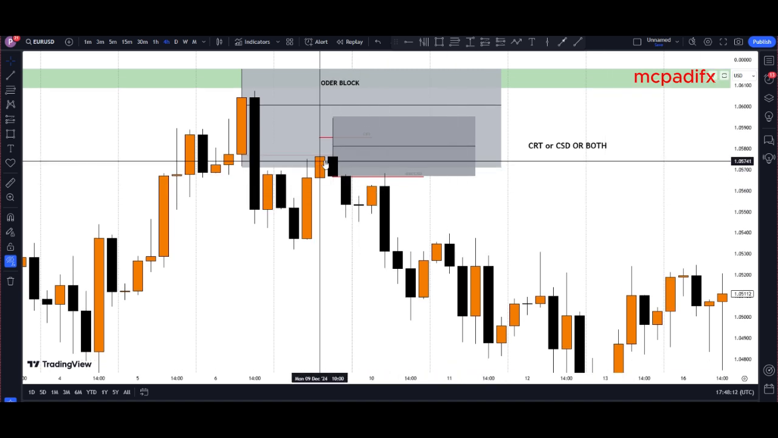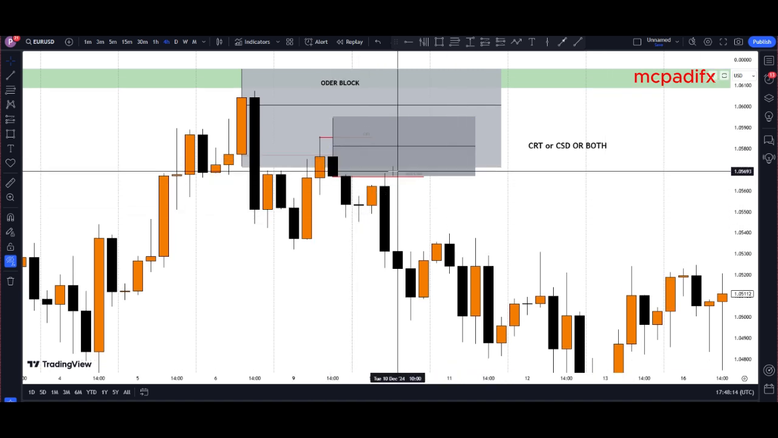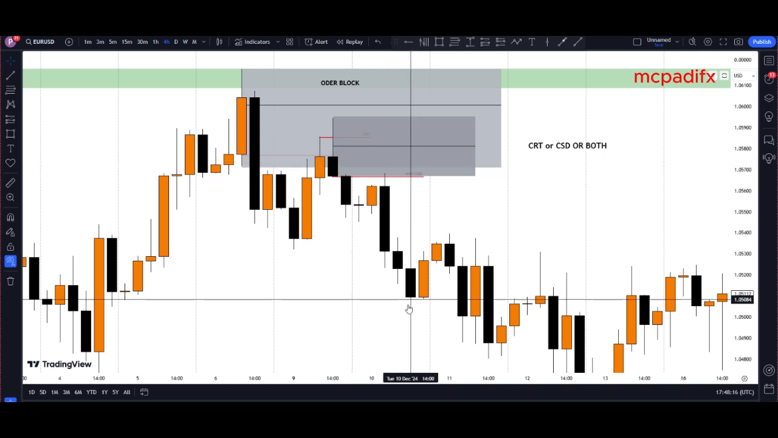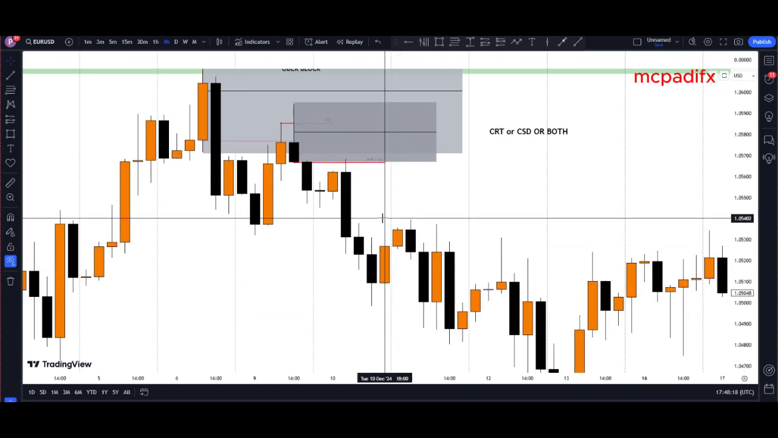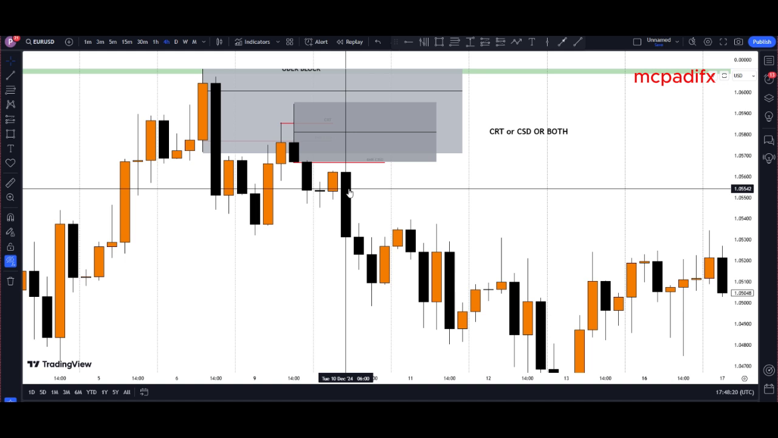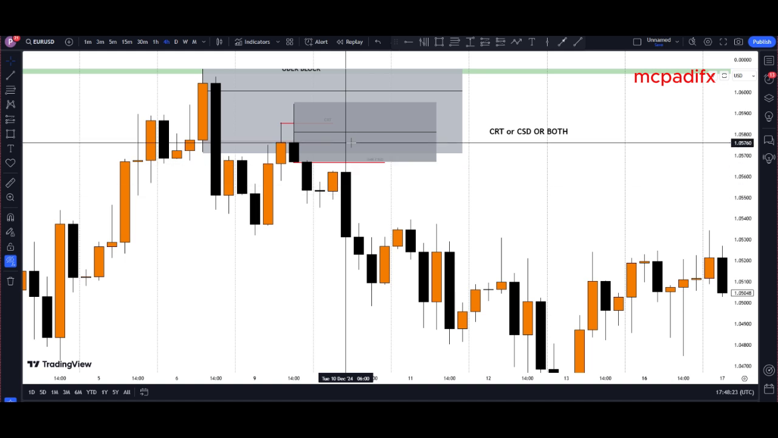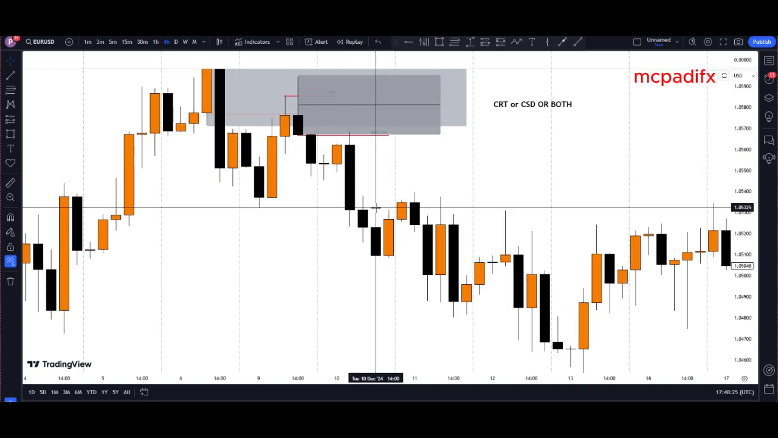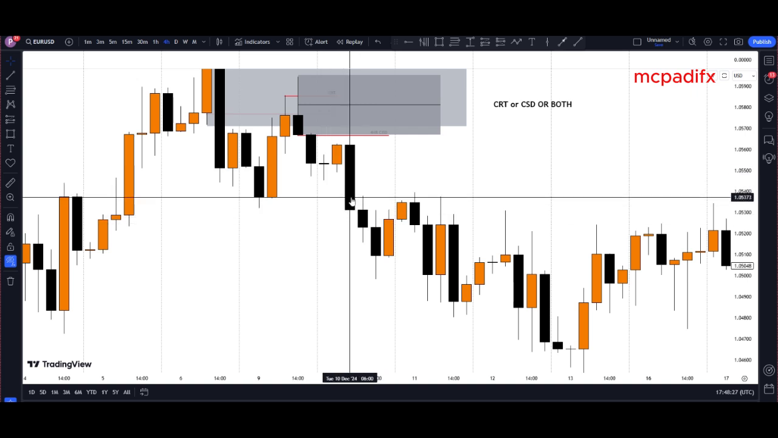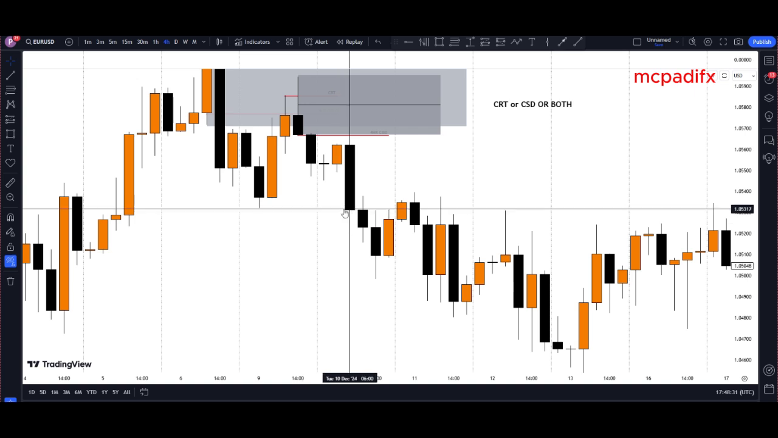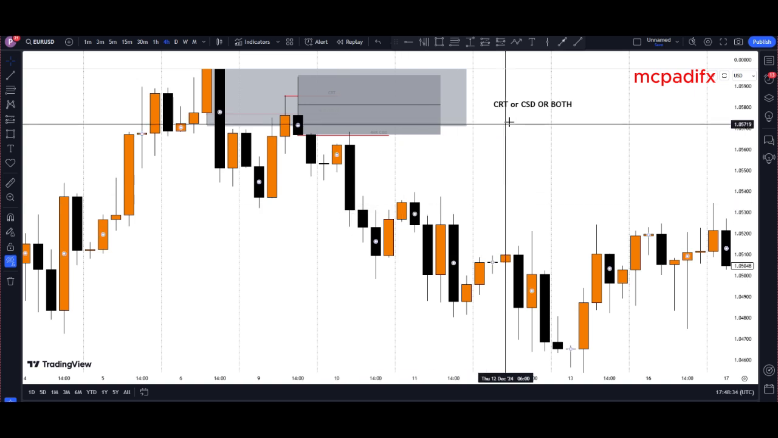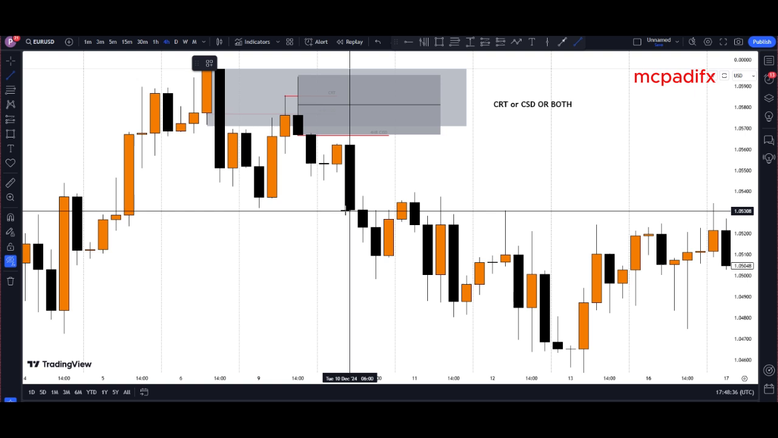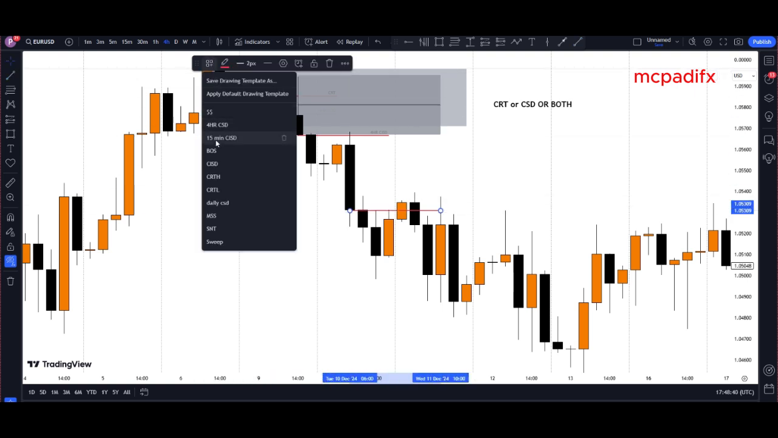So now what happened? Price came down, pulled back into the order block, and it dropped. So now where is our order block? Okay, this candle tapped into the order block. The next candle closed below the candle that tapped into the order block. So it means that our CSD has been formed. And as I said, you can use the body or you can use the wicks.